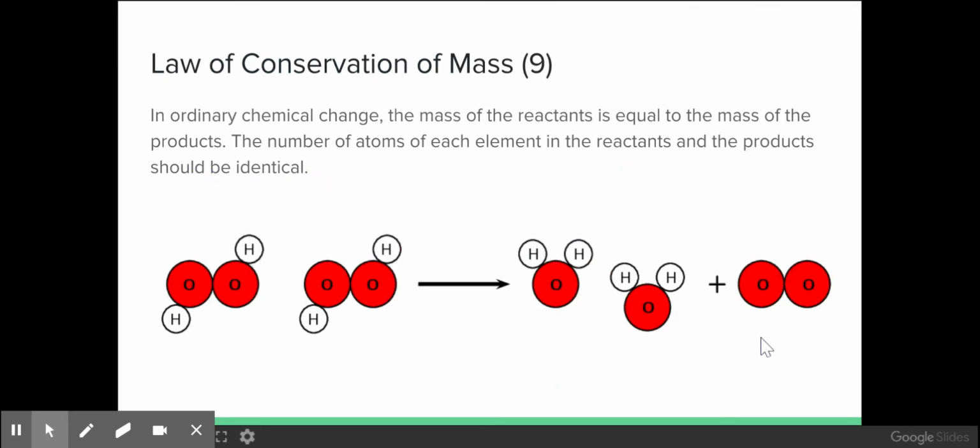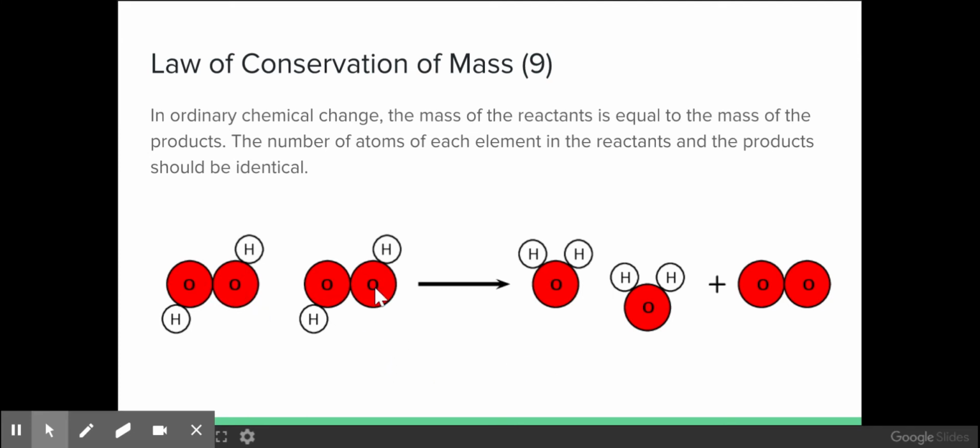The law of conservation of mass is a simple statement. It simply says that the mass of my reactants is always the same as the mass of my products. We can't just magically create or destroy atoms.